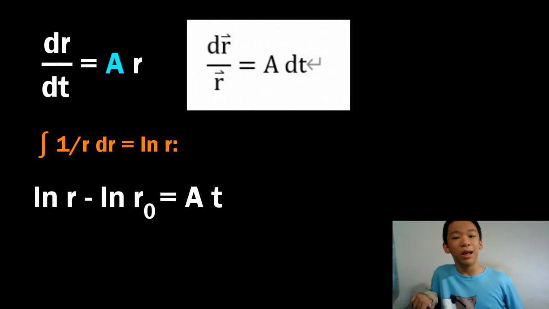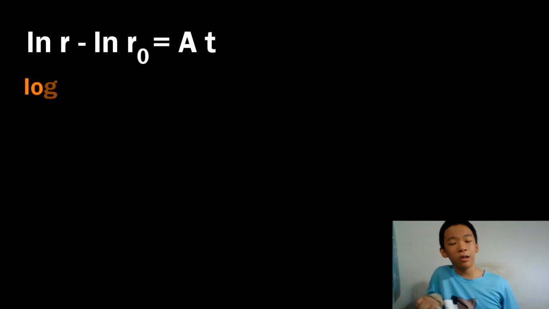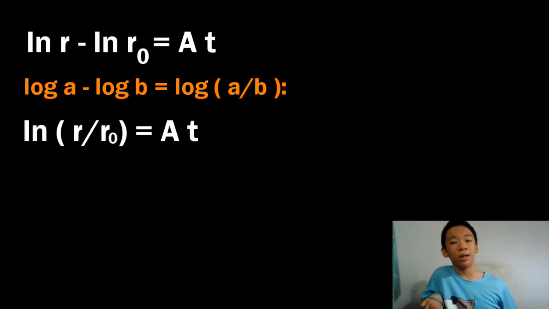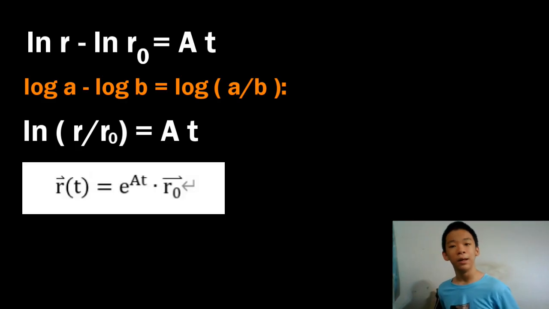Integrate both sides. The antiderivative of 1 over r is natural log of r, and so we end up with natural log of r from r0 to r, equals natural log of r minus natural log of r naught, equals At. Using the log property that natural log of a minus natural log of b equals natural log of a over b, we get that the natural log of r over r naught equals At. Exponentiate both sides, and we get that r of t is e to the At times r naught.